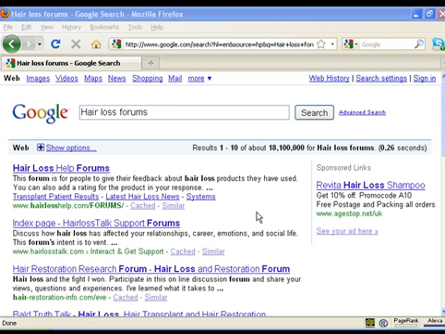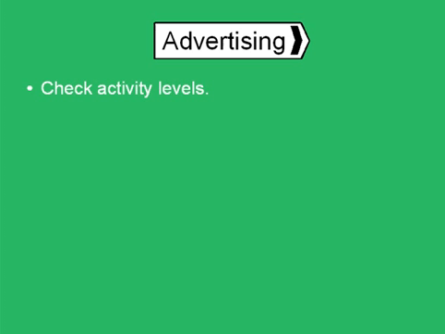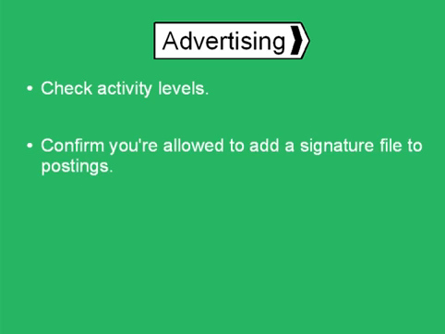Hence, you should start at the top of the results page and then work your way down to do some further research. In particular, you should check the activity levels and the quality of the information being provided in the niche forums that you're considering joining. You also need to confirm whether you're allowed to add a signature file to your profile as well, because if you're not, it makes it very difficult for you to promote your business through that forum effectively.